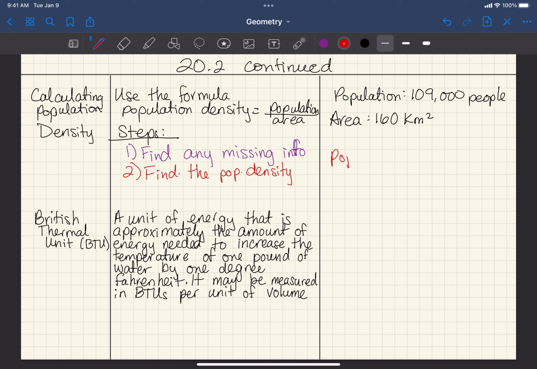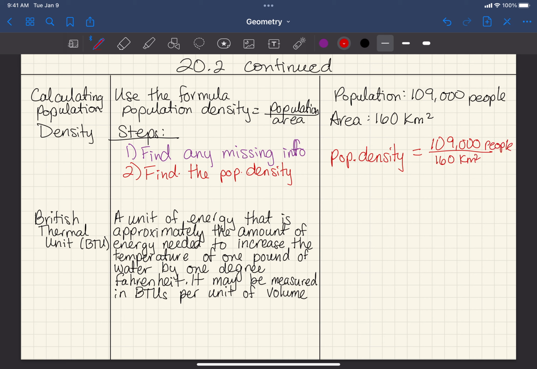And that's going to be the population density is equal to the population, which is 109,000, over 160 kilometers squared. And this is people.